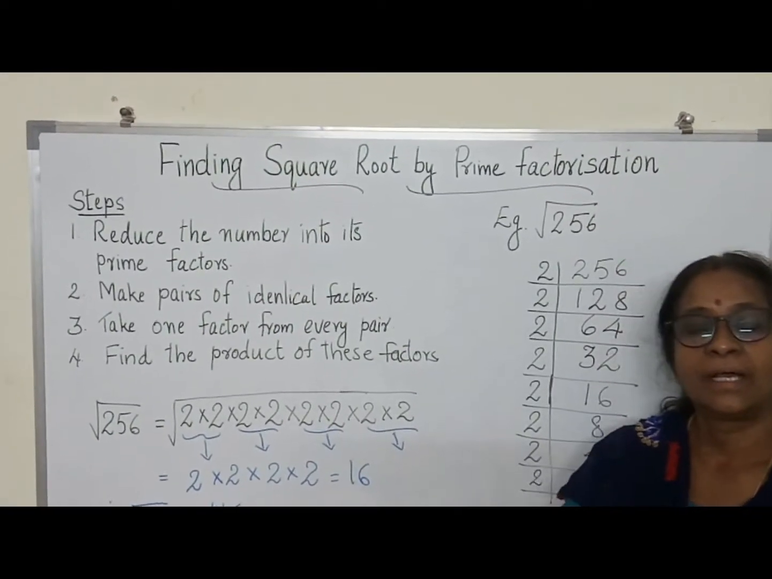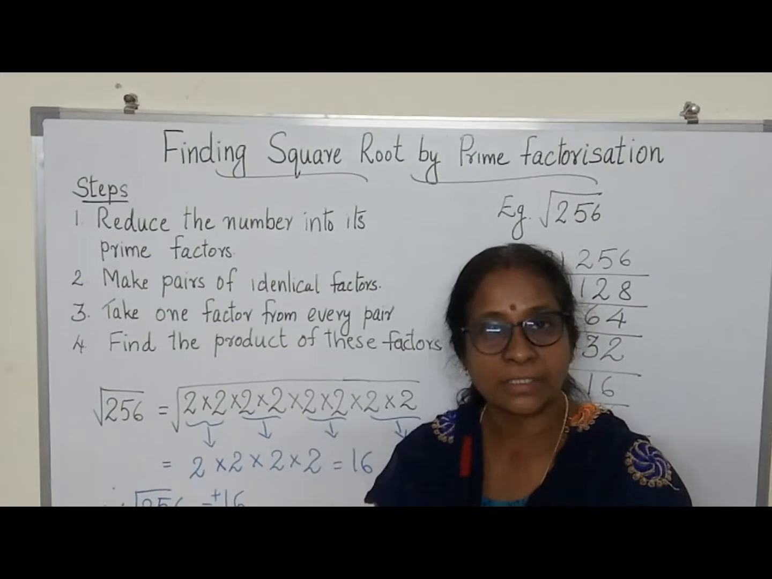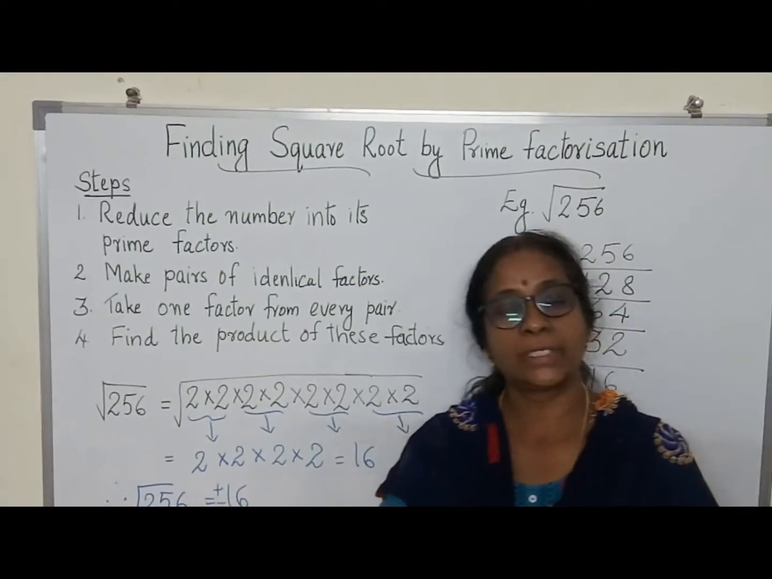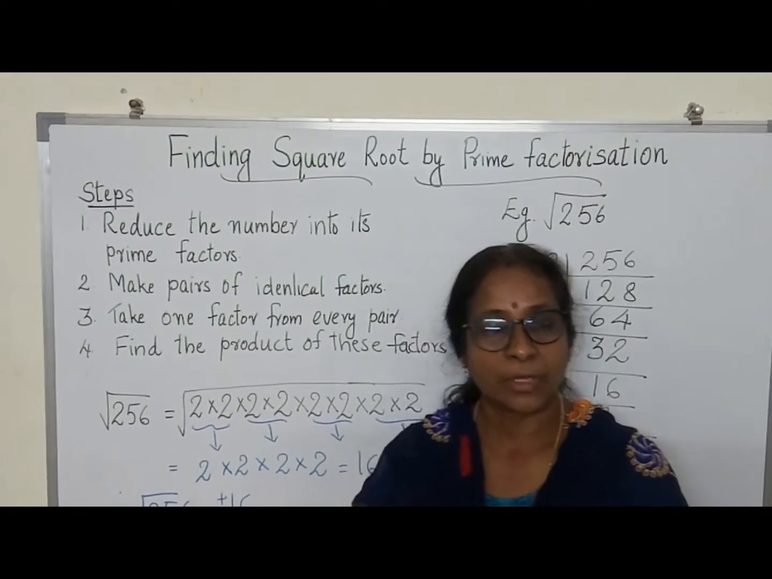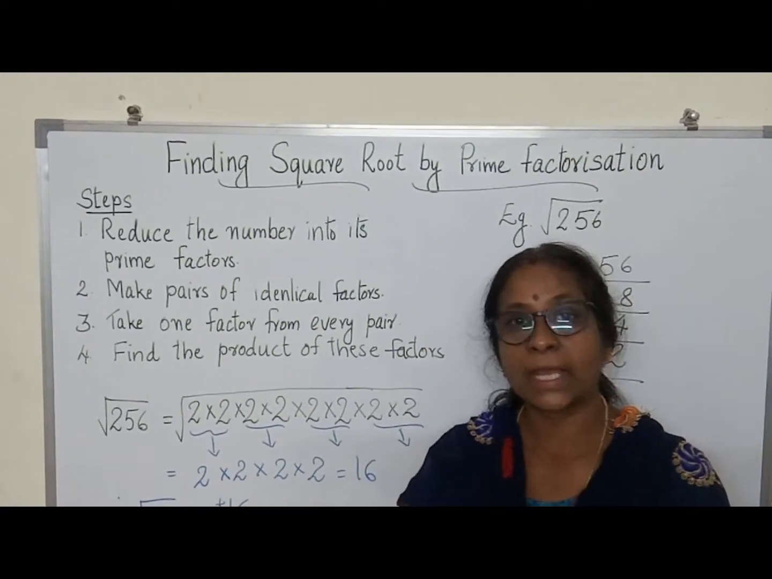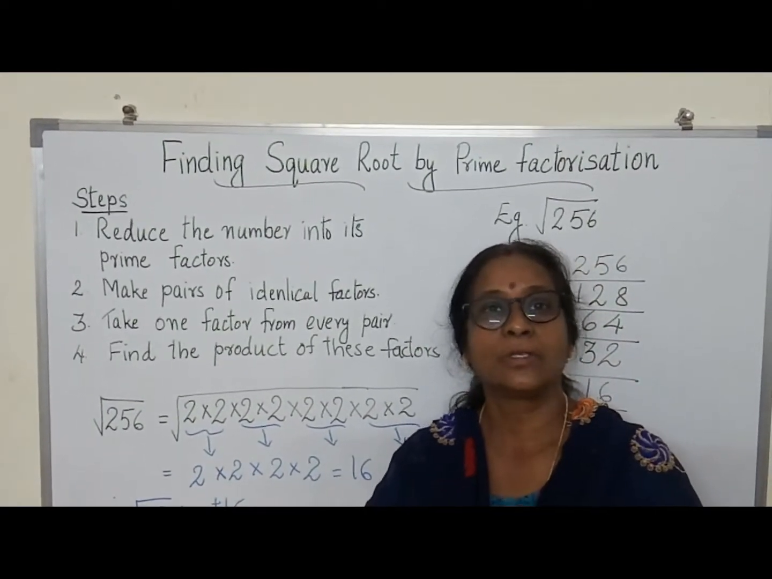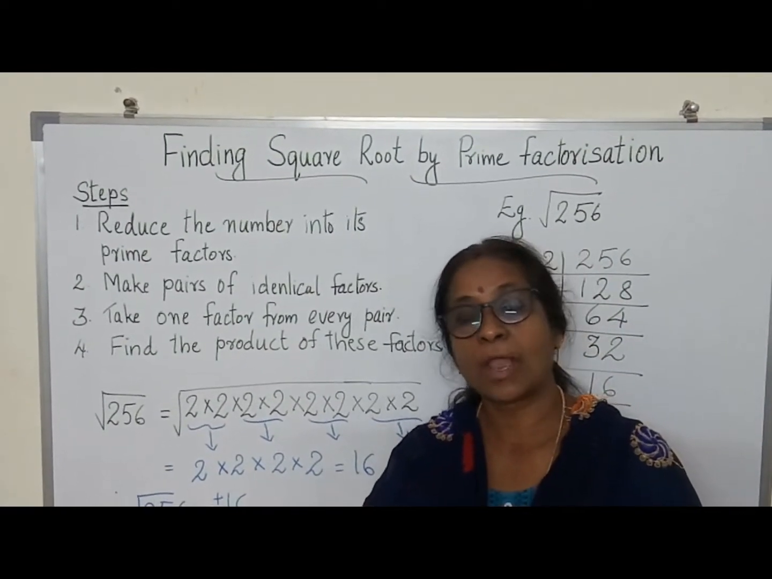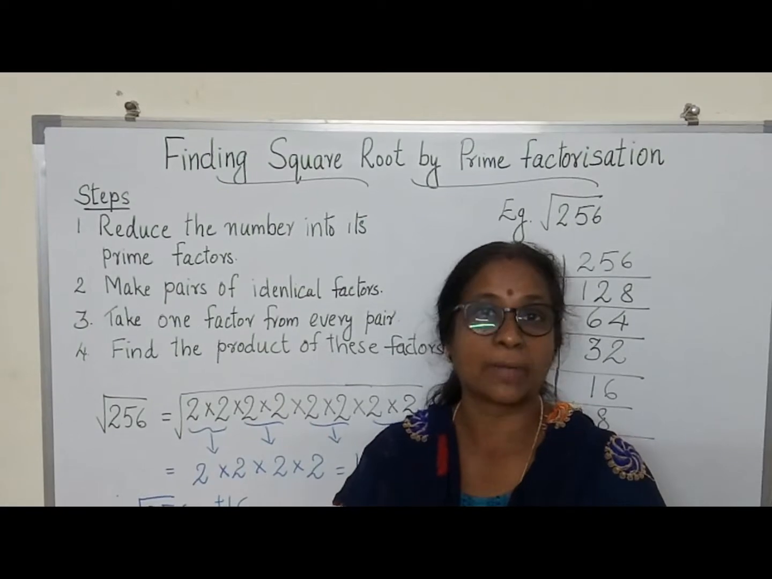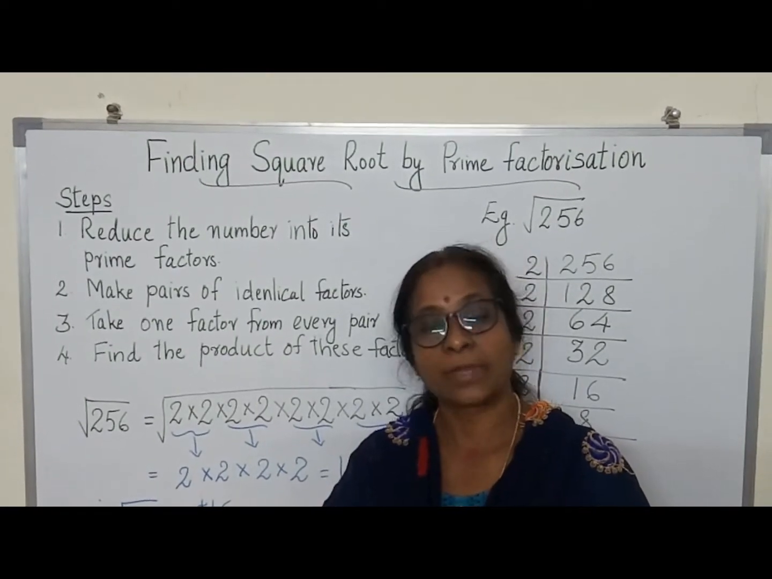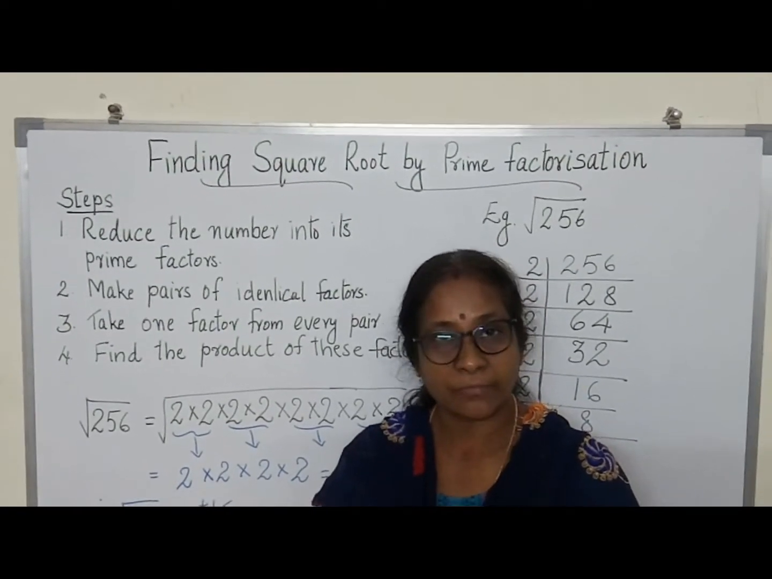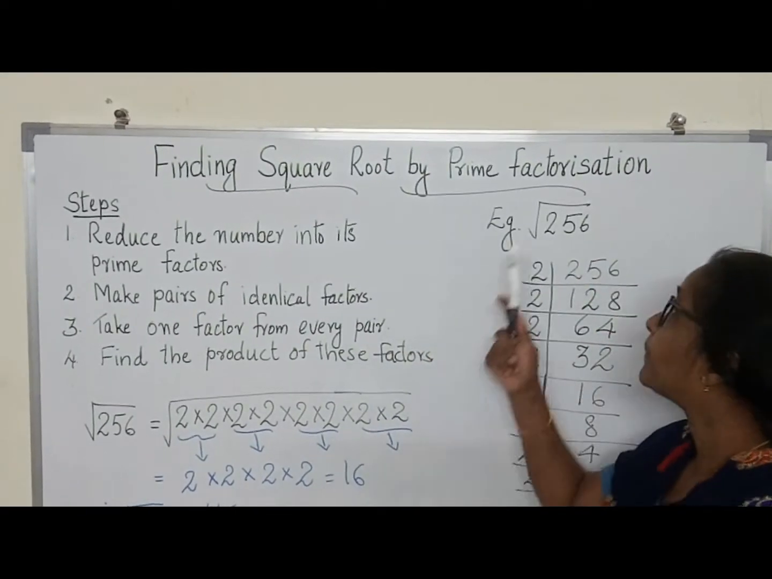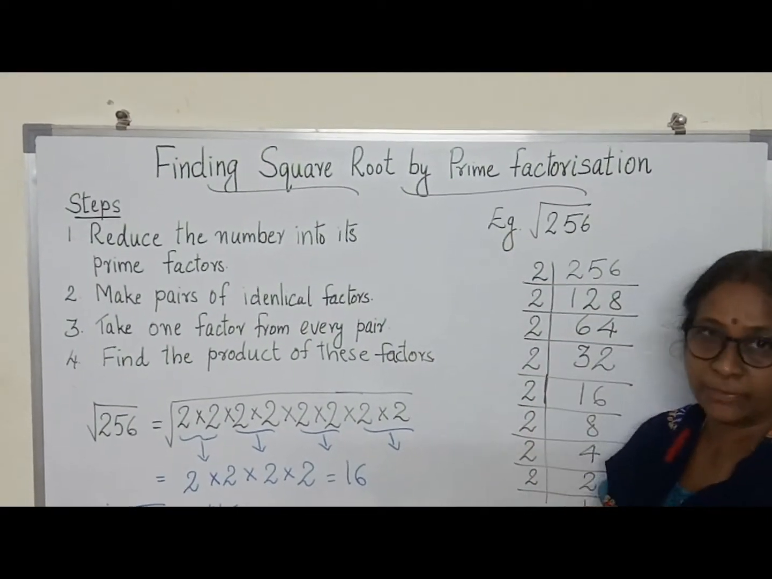Students, in the previous video, we learned to find the square root of numbers by repeated subtraction. I already told you though that method is used to find the square root of smaller numbers. So if you have to find the square root of bigger numbers, there are different methods. The first method is finding square root using the prime factorization method.